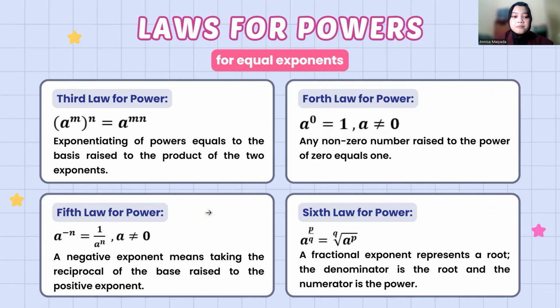Fifth law for power. A to the power of negative n equals 1 over A to the power of n when A is not equal to 0. A negative exponent means taking the reciprocal of the base raised to the positive exponent. Sixth law for power. A to the power of p over q equals the q-th root of A to the power of p. A fractional exponent represents a root. The denominator is the root and the numerator is the power.